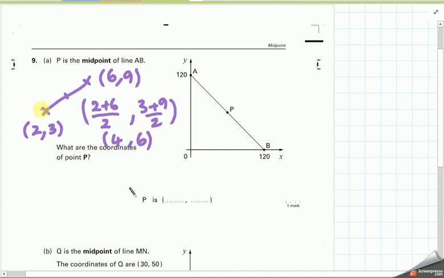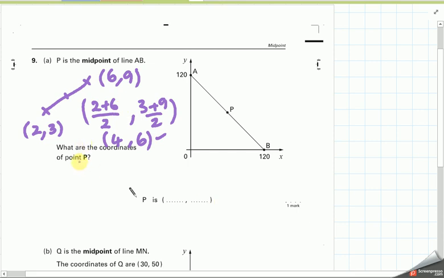If you were to do it by counting, there's a difference of 4, so I need to add on 2. That's a 4. Here I've got a 6 difference, and I want to add on half of that. That's 3. So 3 plus 3 is 6. I can actually get that in multiple ways, but that is how you calculate midpoints.